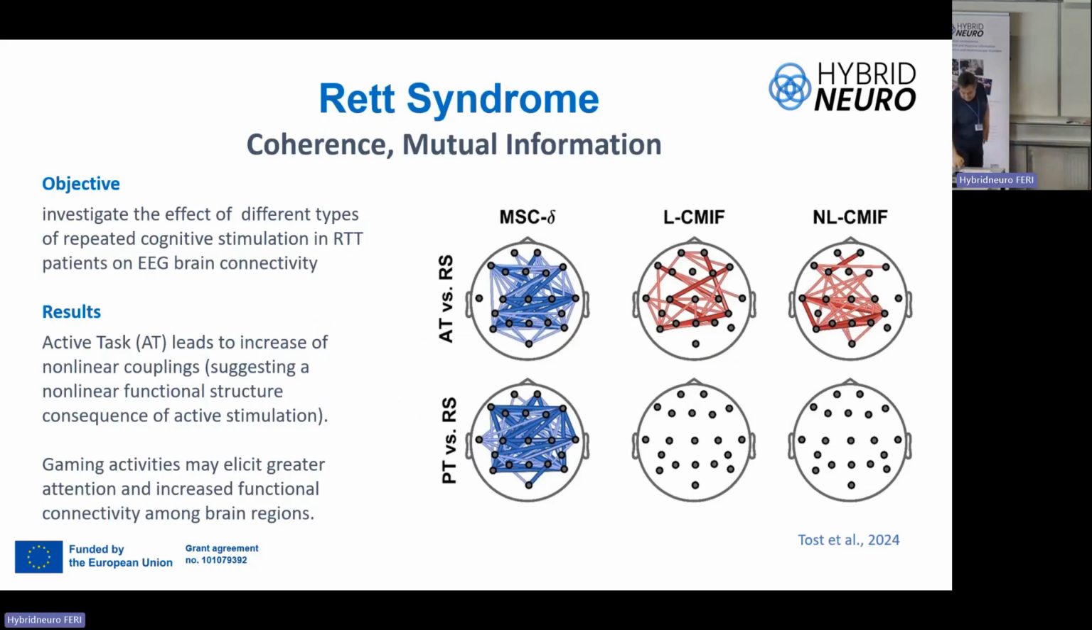The last example is with Rett syndrome. Rett syndrome is a rare disease, especially affecting children, girls. In the experiment, we perform active tasks and passive tasks. In the passive task, the neuropsychologist explains on the monitor, you can see different games, no?